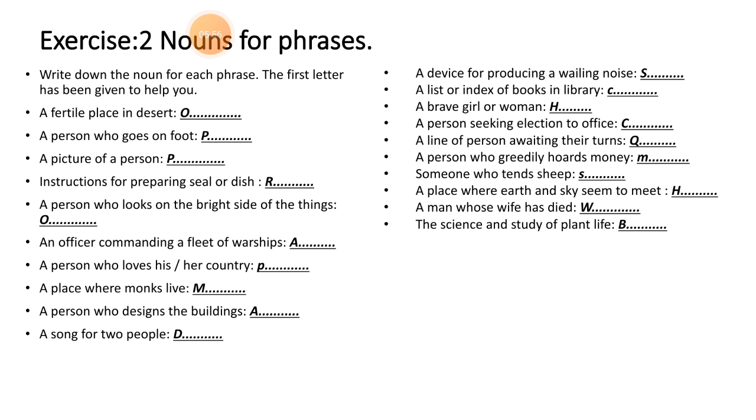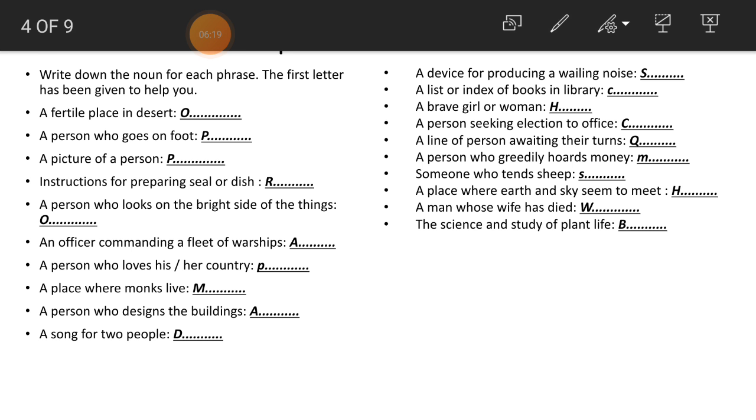A place where earth and sky seem to meet. I love that. I love looking at it. So you can also look at it. It's sunrise and sunset, and you can see it right there. But normally one can see it at a sea, a beach normally. A man whose wife has died. The science and study of plant life.